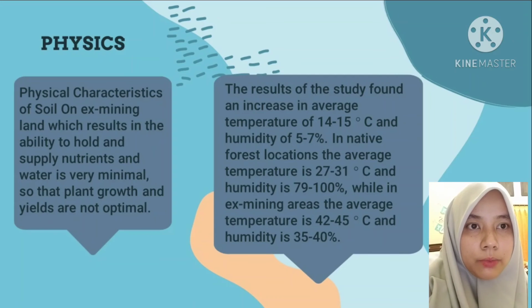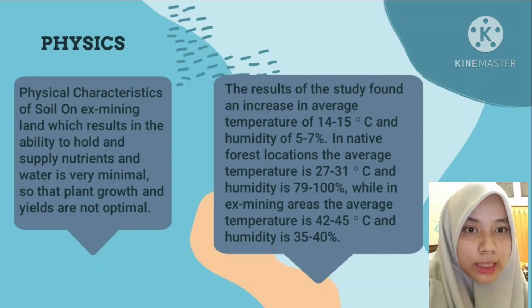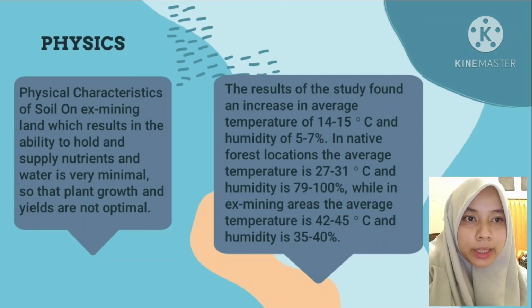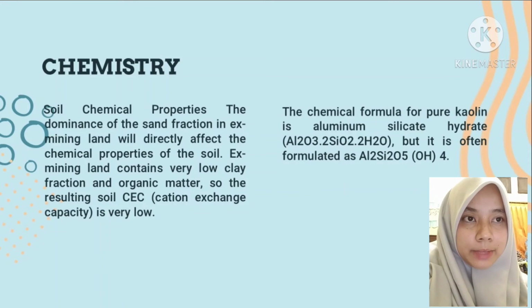The result of this study found an increase in average temperature of 14 to 15 degrees Celsius and a humidity decrease of 5 to 7%. In native forest locations, the average temperature is 27 to 31 degrees Celsius and humidity is 79 to 100%. While in ex-mining areas, the average temperature is 42 to 45 degrees Celsius and humidity is 35 to 40%. And the last aspect, namely the chemical aspect.